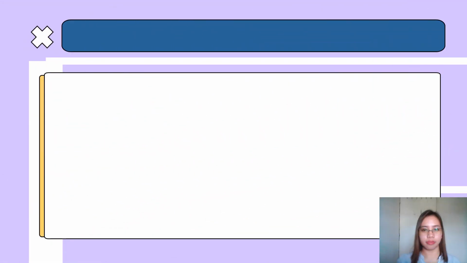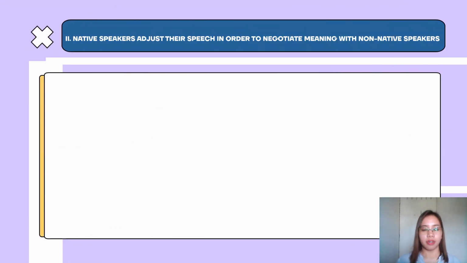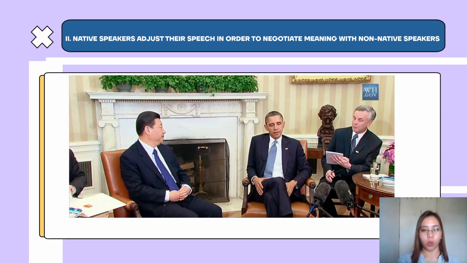The second principle is that native speakers adjust their speech in order to negotiate meaning with non-native speakers. One example is this. Native speakers often modify their language when communicating with non-native speakers to help ensure understanding. They might simplify their vocabulary, speak more slowly, or use clear sentences.